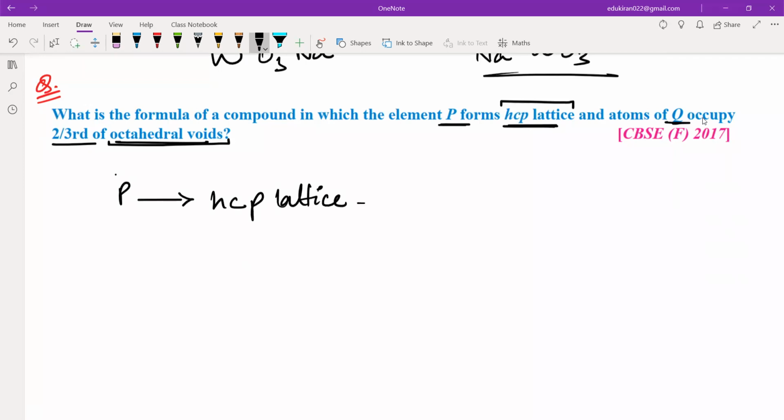Now, what is the Z of HCP lattice? How many atoms are there in HCP lattice? We have done it today. 6. Very good. So this is the number that you want to focus on, and you will circle it.